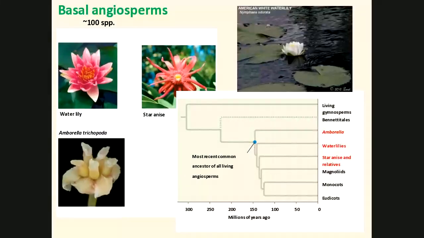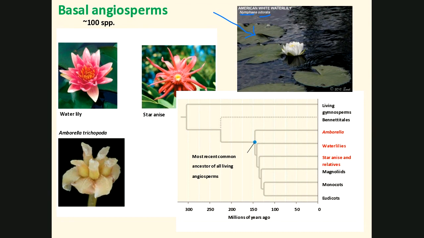That small group, the Amborella, these basal angiosperms, about 100 species. The star anise, the water lily. This is the American water lily. We have these in Florida. We have some growing in the presidential pond on campus, as a matter of fact. So the name up here, Nymphaea odorata. They smell. That's where their name comes from. And that's the small group of basal angiosperms.